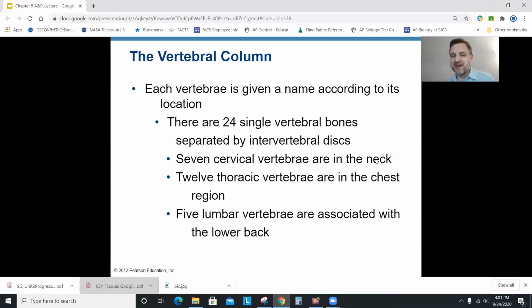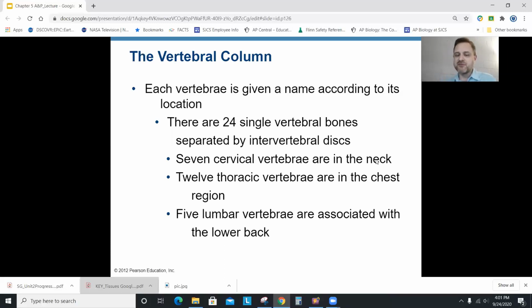Okay, so that's enough for the head. Let's move to the vertebral column. Your spinal column is not just one solid rod of bone. There are actually little discs called vertebra, and you need them because your spinal cord needs to be flexible. You can bend forward, bend side to side, rotate, and pivot.